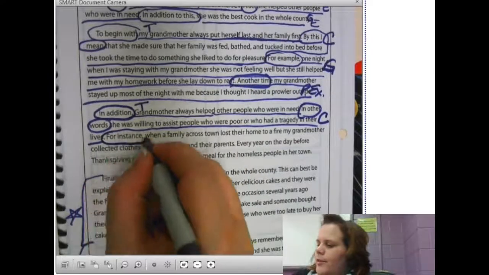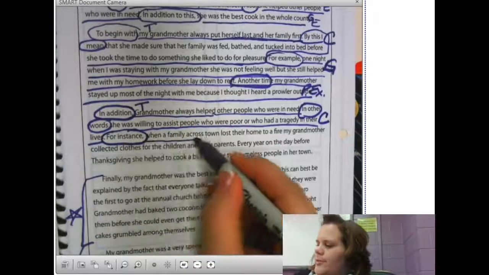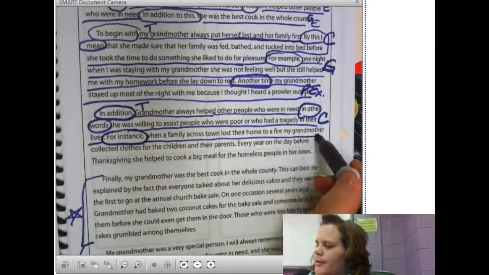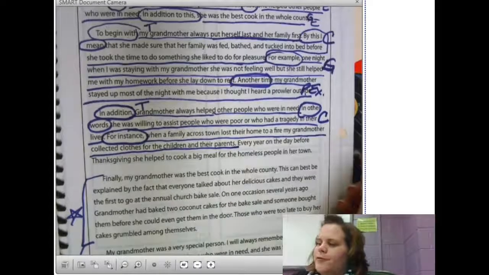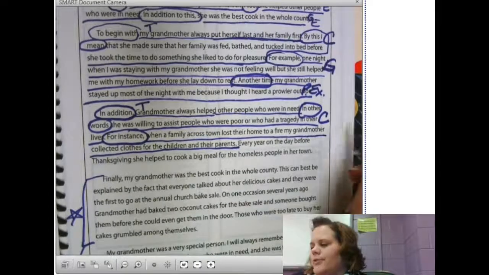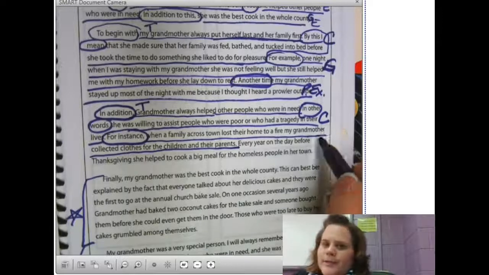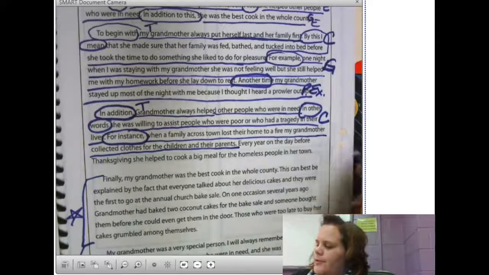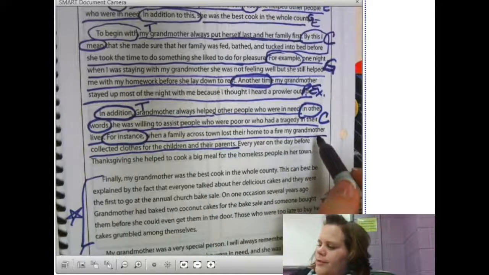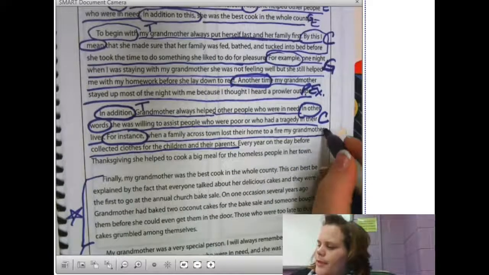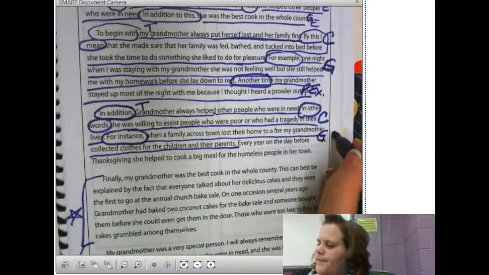For instance, transition: when a family across town lost their home to a fire, my grandmother collected clothes for the children and their parents. So what is this? For instance, is this a general example? Is this a personal experience? Is this an anecdote? I think it's just an example, so we'll say a general example.